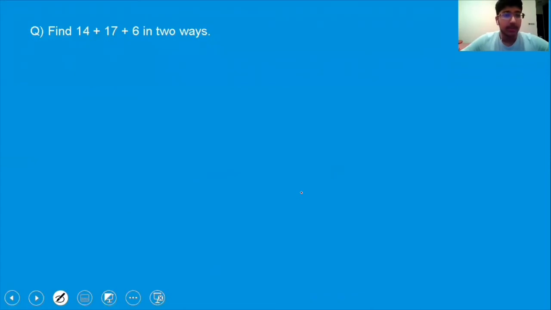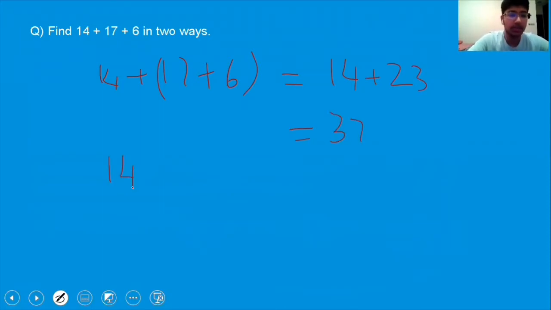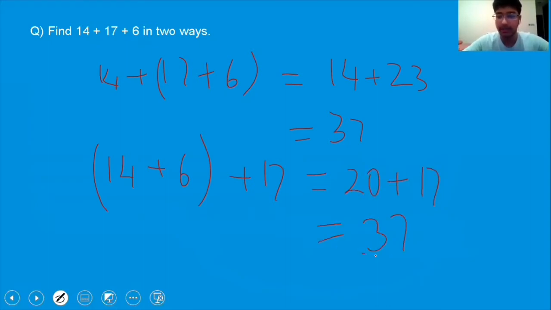The next question, 14 plus 17 plus 6. And they asked us to find the 2 ways in which we can find this. The first way is by grouping 17 and 6 together. That will give you 14 plus 23. That's equal to 37. Or the second way, where we group 14 plus 6, which is the easiest method, plus 17. As we know, 14 plus 6 is going to give us 20 plus 17. That's equal to 37.